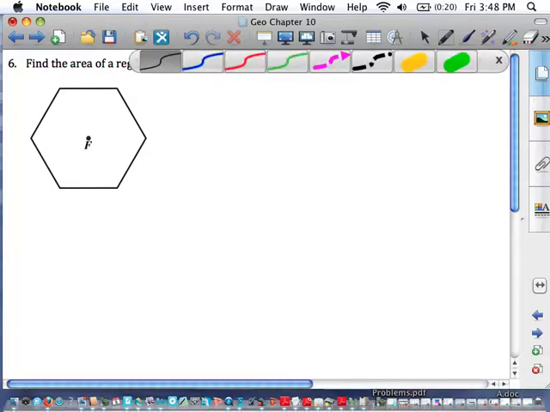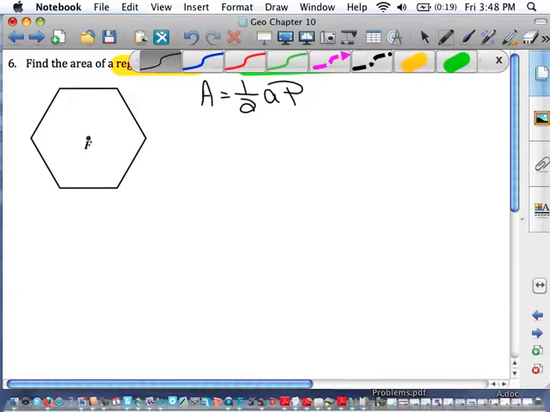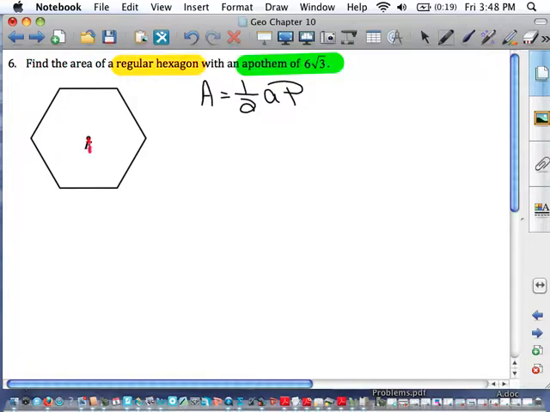Number 6 asks you to find the area of the regular hexagon, and the piece of information given is the length of the apothem. So again, this is testing your vocabulary, trying to make sure you understand what length is the apothem. So since this is a regular hexagon, the formula to find the area is going to be 1/2 the apothem times the perimeter. You have the apothem, that's given.